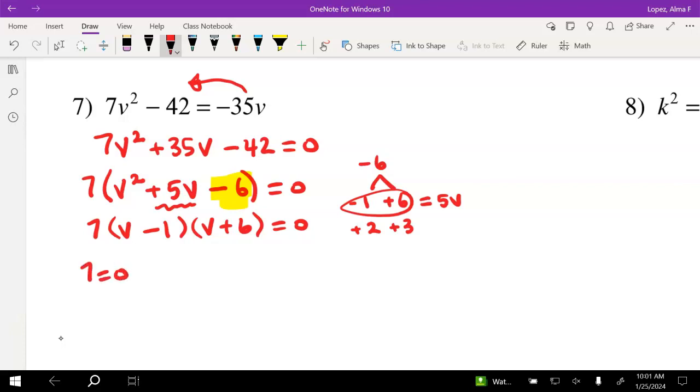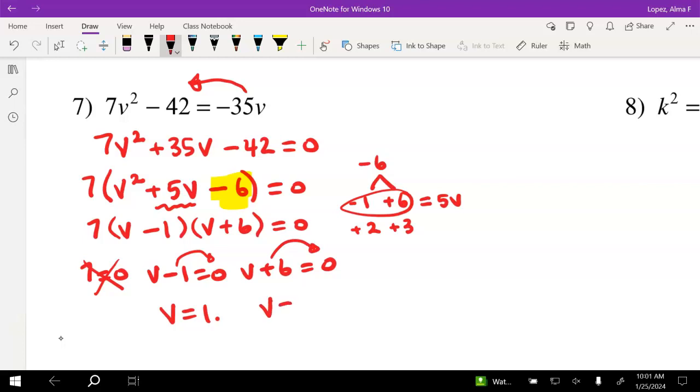Now set each factor equal to 0. And again, on the exam, you don't have to write all this out if you can do some of it in your head. This is for someone that does need it. 7 equals 0. That's a lie. v minus 1. I can solve for v by moving the 1 over to the other side. I get a v of 1. In this last factor, I can move the 6 over to the right. That's going to give me a v of negative 6.